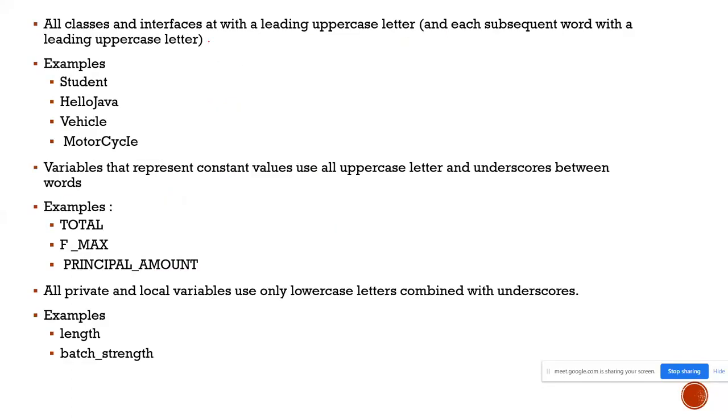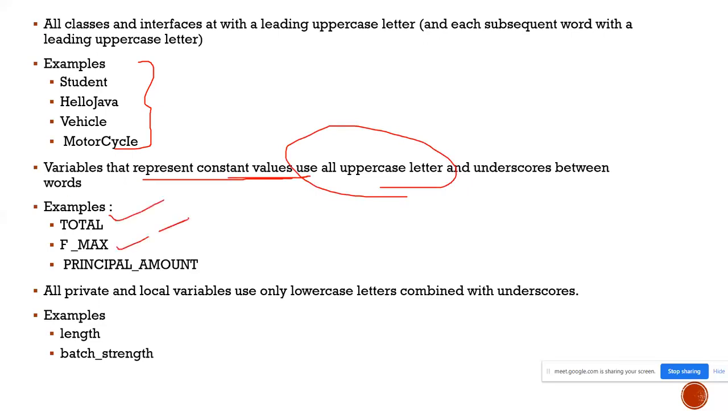All classes and interfaces start with a leading uppercase letter. Examples: student, hello Java, vehicle, motorcycle. These are all names of classes, interfaces, variables and methods, anything. If you want the variable values to be constant values, then you should use all uppercase and underscores between the words. Total, F max, principal amount. Why are they in caps? Because you want these variables to be uppercase letters.